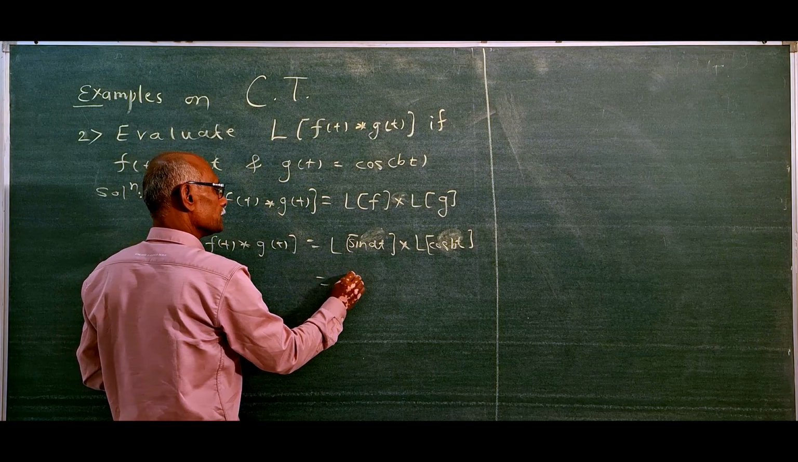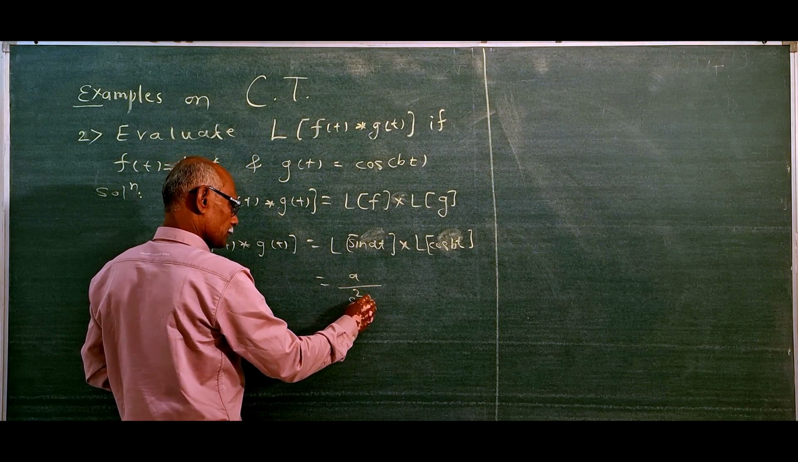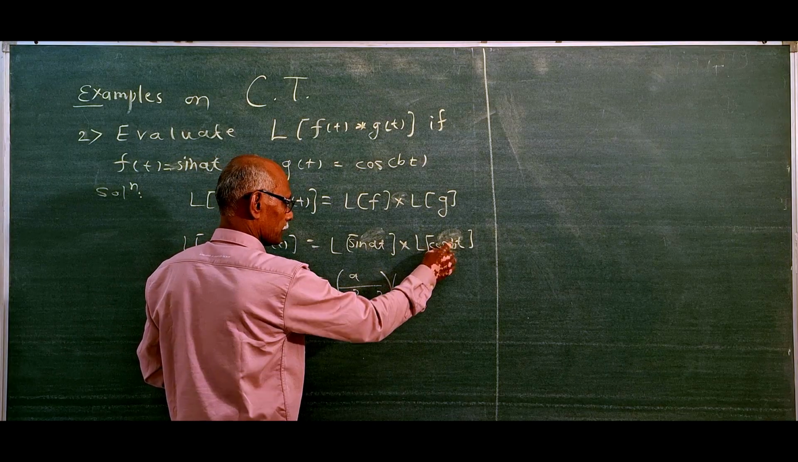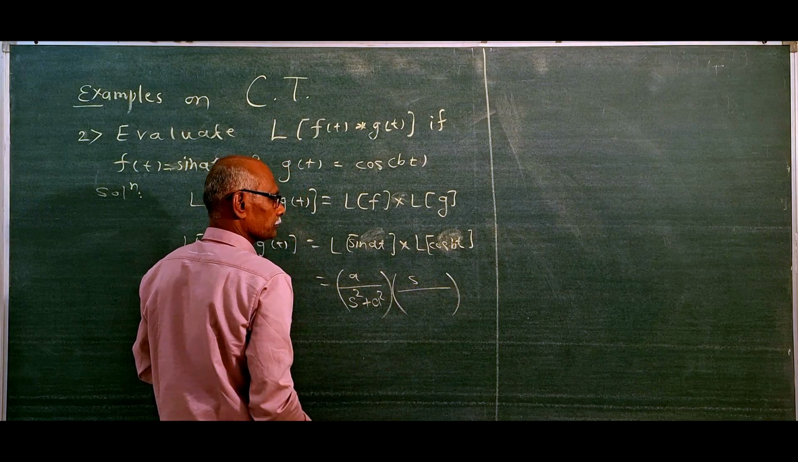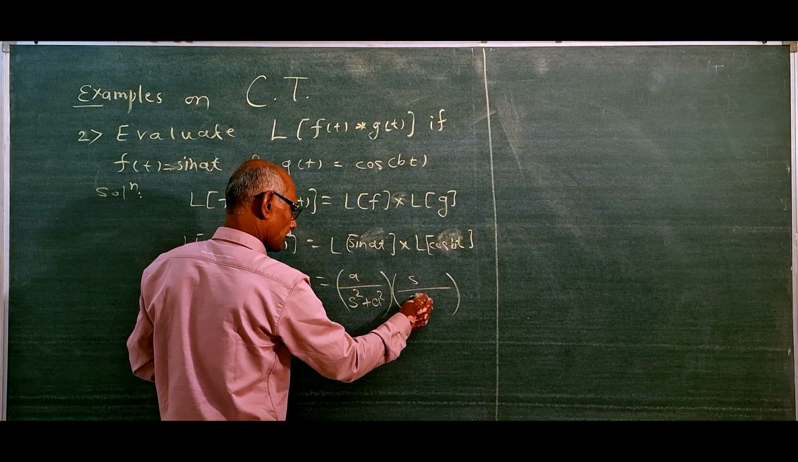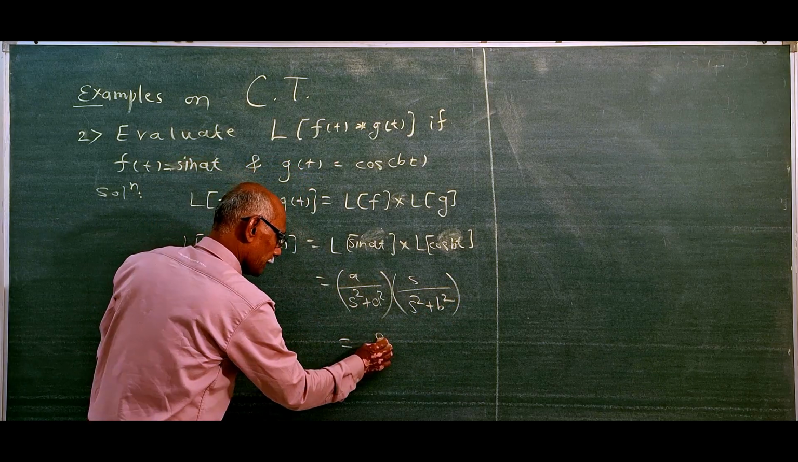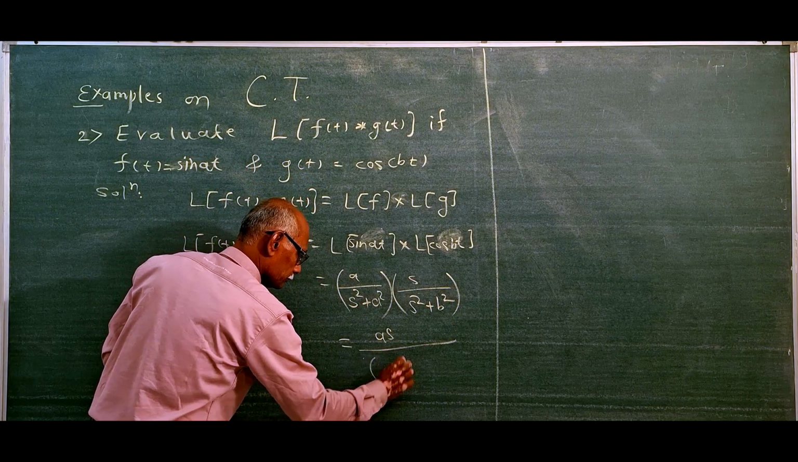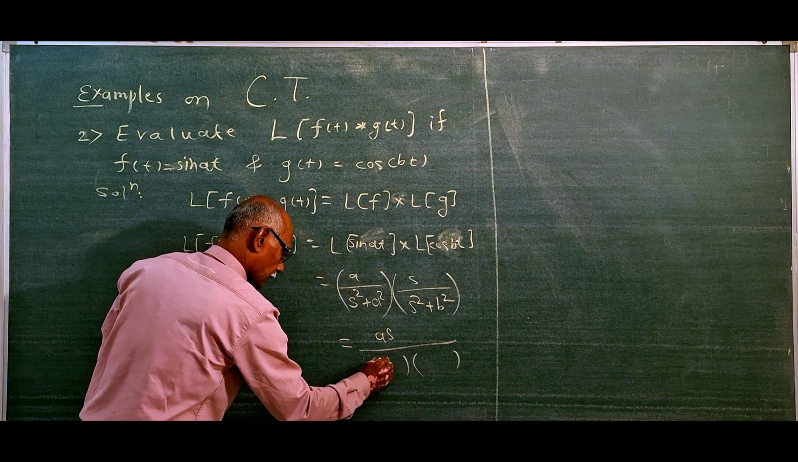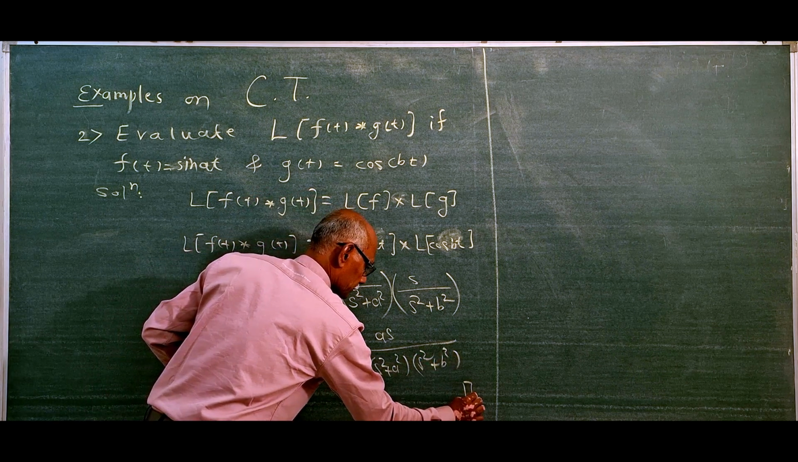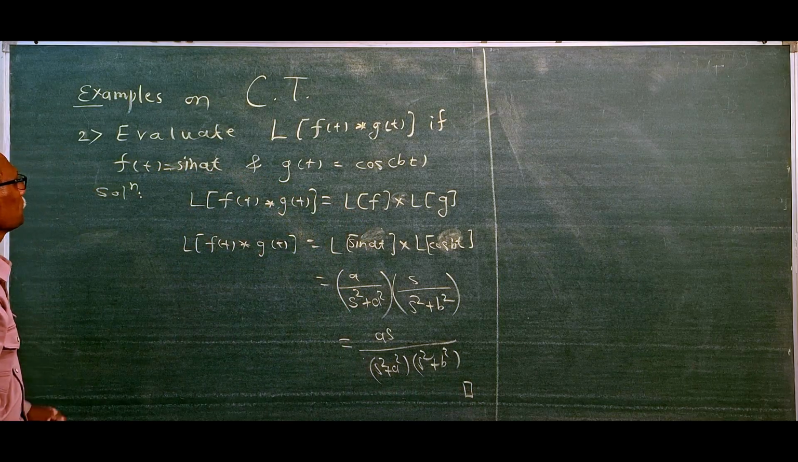Laplace of sin at is a upon s square plus a square, multiplied by the Laplace of cos bt, which is s upon s square plus b square. So we can simplify this as divided by the two things, s square plus a square and s square plus b square. Finish. This is the answer.